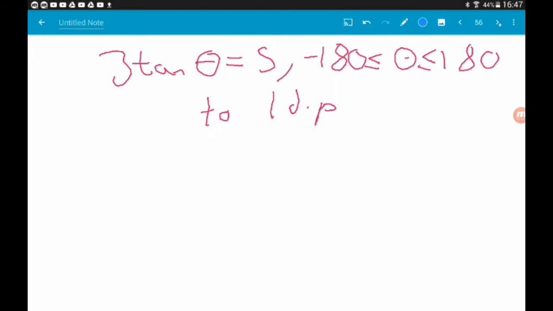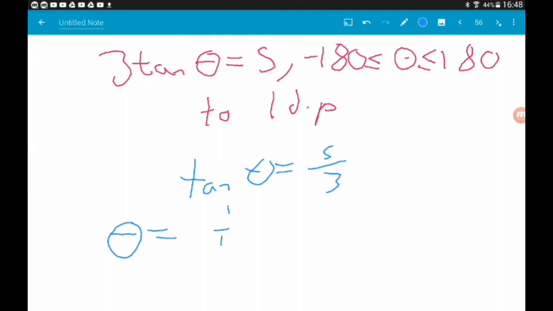So we want to solve 3 tan theta equals 5. This time our interval is slightly different. We want values of theta between -180 and +180 to 1 decimal place. So, first of all we need to get tan of theta on its own. So if we divide by 3, we're solving tan theta equals 5/3. If we then use our calculator, we get theta equals the inverse tan of 5/3, which to 1 decimal place actually just gives us 59. So 59 degrees is one of our solutions.